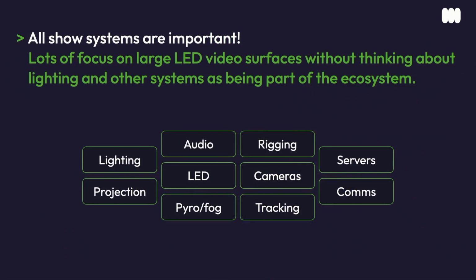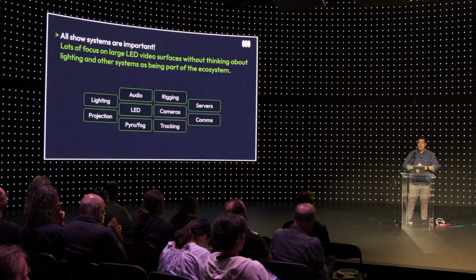So I touched on this a couple slides ago. A lot of people are focusing on these large LED surfaces because it's such a prominent part of a live event, but we need to think about the whole ecosystem as well. The previous panel talking about lighting was fantastic, and we want to bring all of these kinds of systems into this ecosystem: lighting and projection and LED and even fog machines and tracking, even comms and other types of servers. We want all of these things as part of one ecosystem so that everybody is working in a similar way.